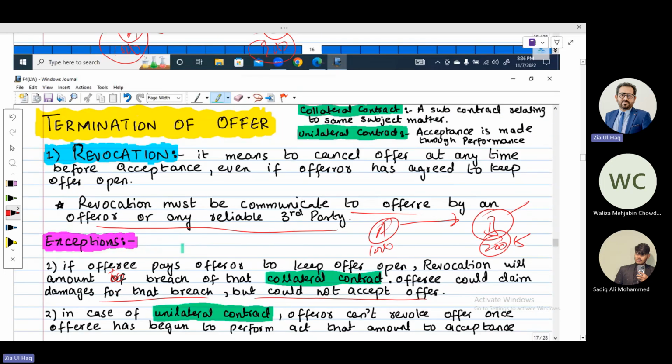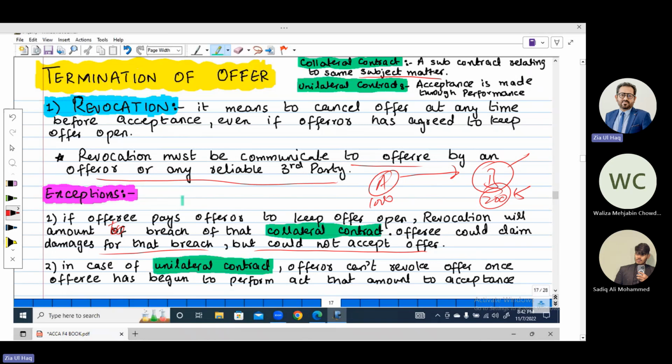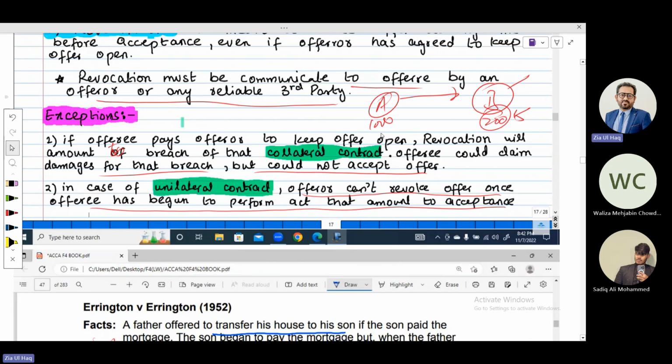So what is a collateral contract? A subcontract relating to some subject matter. It means there was one contract of selling a mobile for 1,000, but that was not accepted. If the offeree has made any other offer, that will be called a collateral contract. There is another term called unilateral contract. In case of a unilateral contract, the offerer cannot revoke the offer once the offeree has begun to perform an act that amounts to acceptance. And this we can understand through our cases.